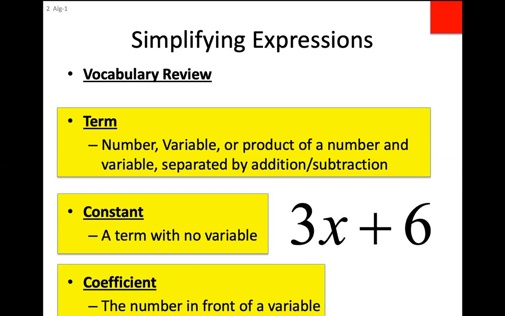A coefficient is the number in front of a variable. That means to the left of the variable, the number. All variables have a coefficient. Even a variable that doesn't have a coefficient, like x, has a coefficient. What's the coefficient of x? 1, because 1 times x is x. The multiplicative property of 1 states that 1 times anything is itself. We just choose not to write the 1.